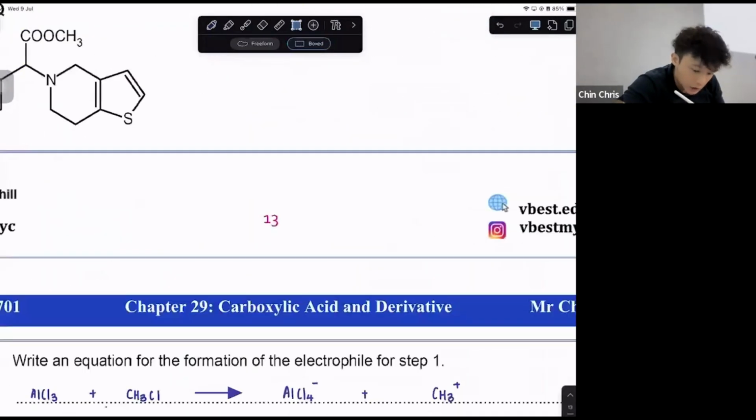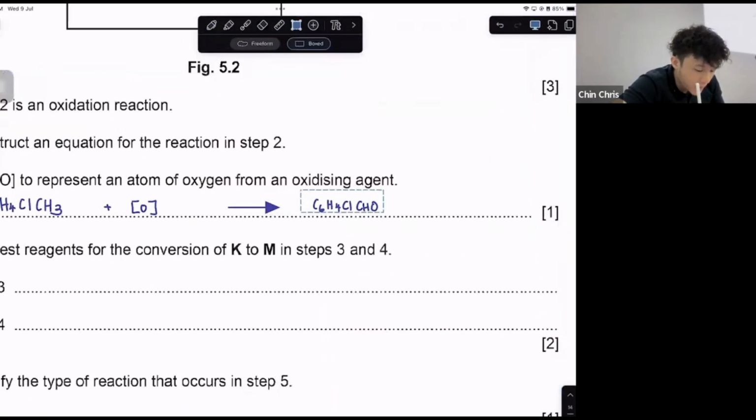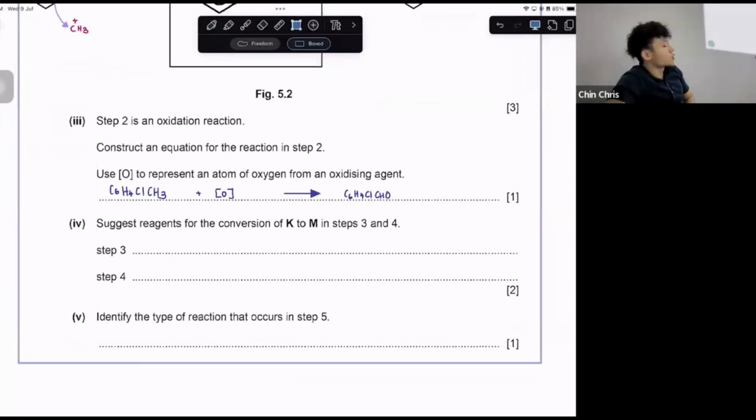Alright, guys, balance the equation. Please balance the equation for me now.